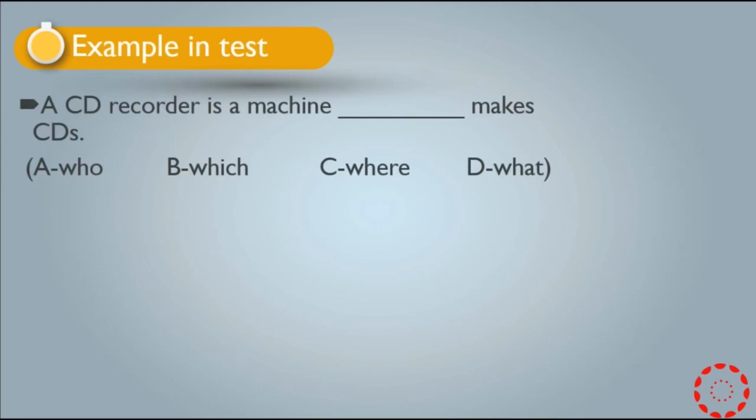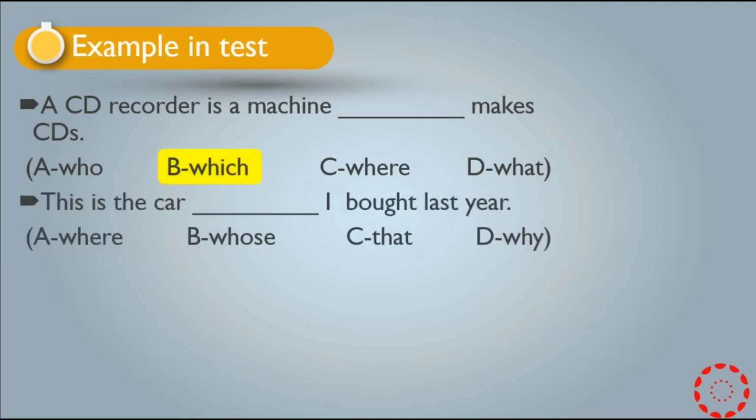So you have to look before the dash or the gap. You will see if it is either people or a thing. As you see, a CD recorder is not a person, a man or a girl. So you have to choose which. A CD recorder is a machine which makes CDs.